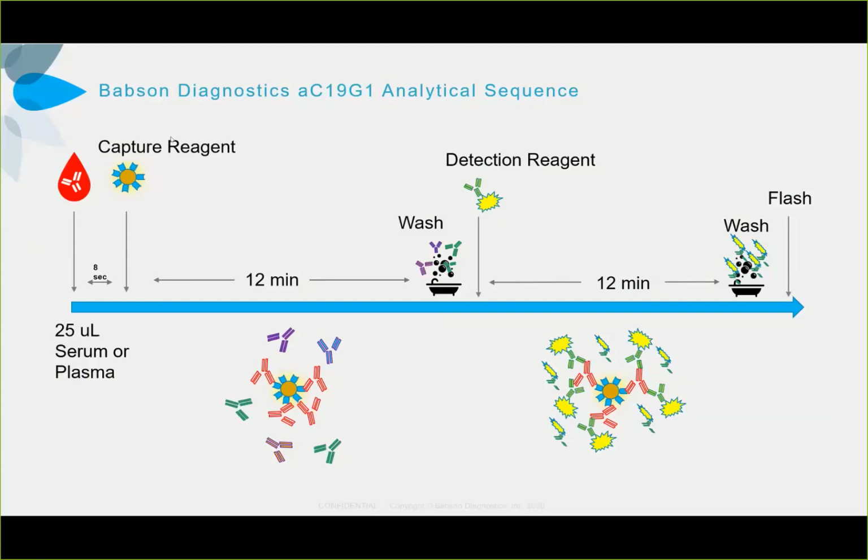A few cycles later, our capture reagent is automatically added to a reaction cuvette. That cuvette containing sample and capture reagent is incubated for 12 minutes and then washed. That wash removes excess antibody that is not specific to SARS-CoV-2 or any other interfering substances. On the second stage of that assay, our detection reagent is added and is incubated for another 12 minutes. A second wash is employed, removing unbound acridinium ester labeled detection antibody, and then that remaining immune complex is then flashed with acid and base.